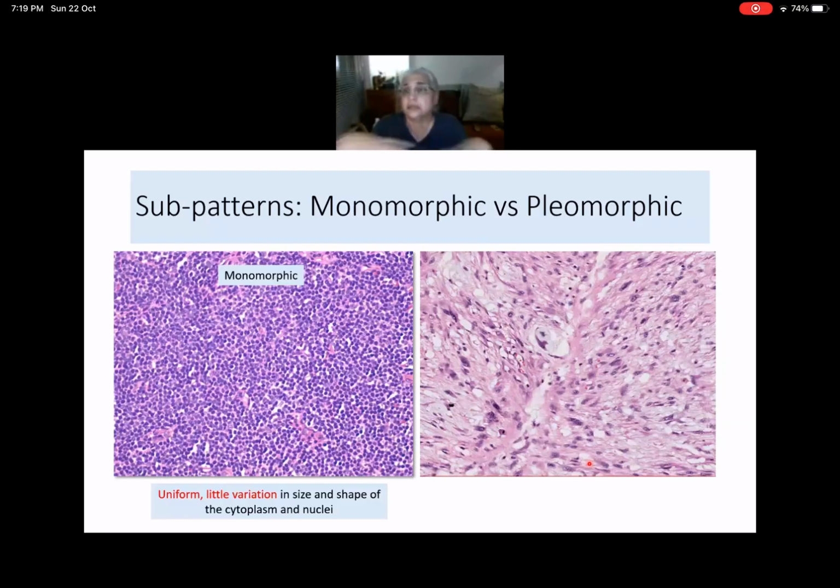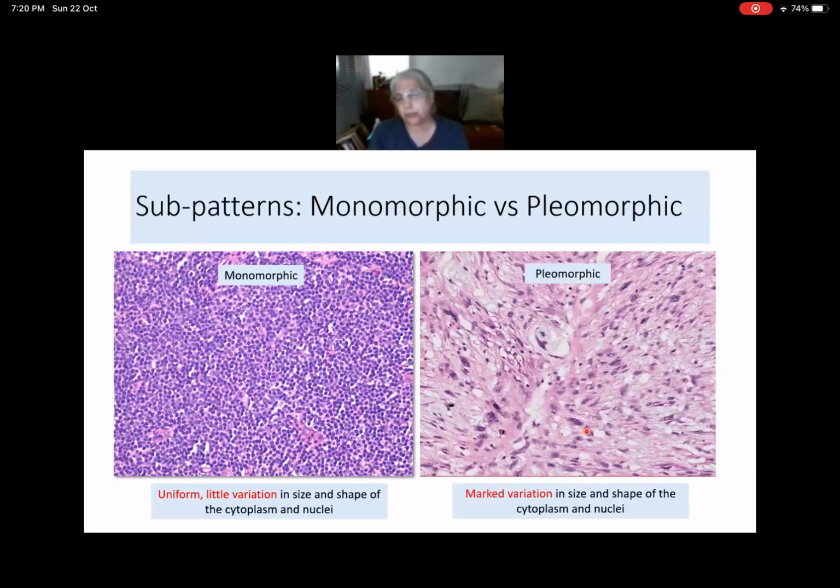A hepatocellular carcinoma is monomorphic, isn't it? It looks the same. It's got all those big box-like things, and there is no variation. It's a well-differentiated hepatocellular carcinoma. That's it. So it's monomorphic in its appearance. It might have some other sub-patterns, which we will discuss later, but for all practical purposes, cytology-wise, it's monomorphic. On the other hand, here, you have pleomorphic.